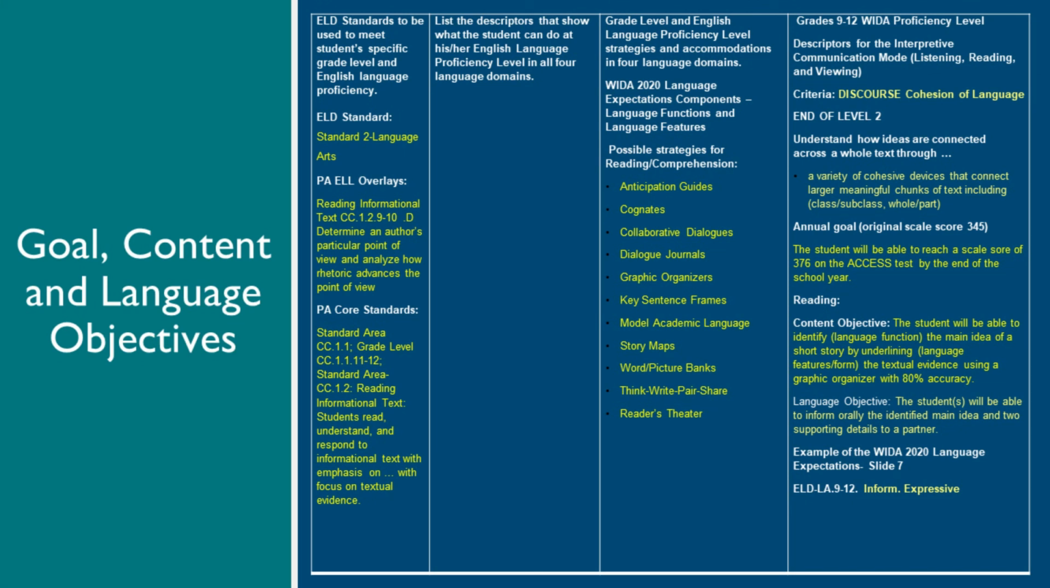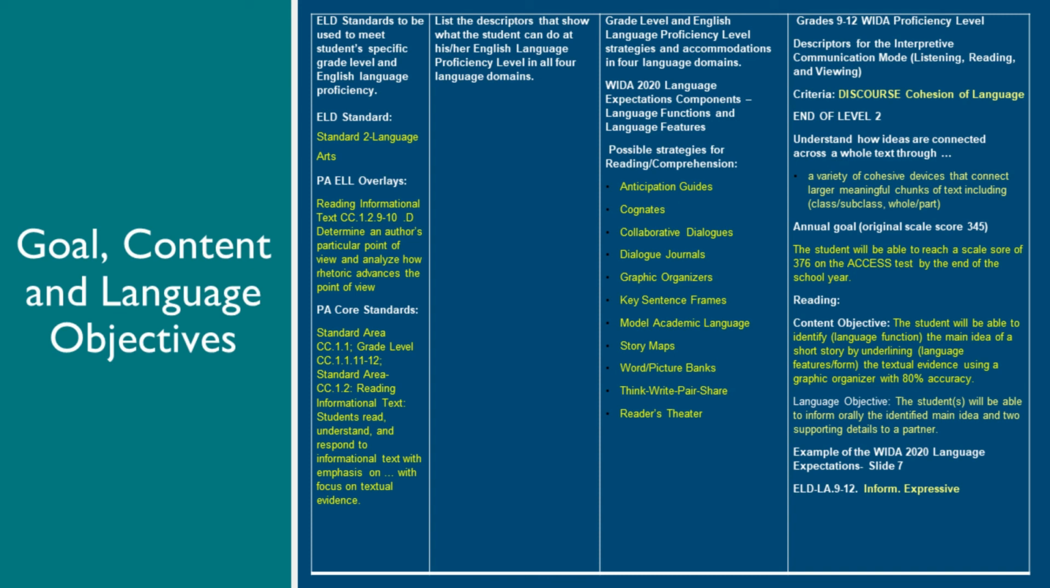On the next slide, column 4 continues. This continuation includes the grades 9 to 12 WIDA proficiency level descriptors for the interpretive communication mode, listening, reading, and viewing. The criteria is the discourse cohesion of language at the end of level 2. Please refer to the slide with the WIDA proficiency level descriptors, slide 24. This slide also includes the content and language objective.